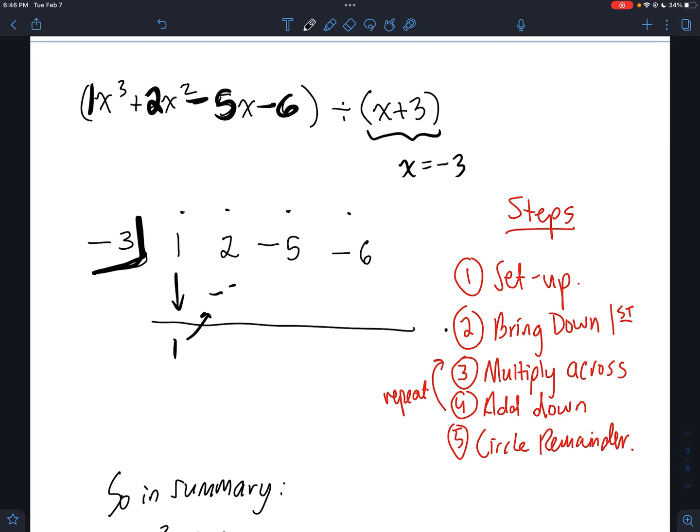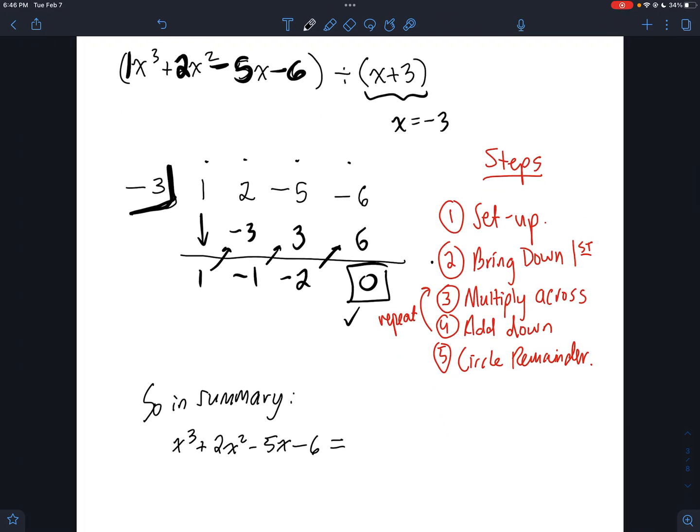You bring down the 1, you multiply across by the box number, so negative 3, and you add down. So it's negative 1. You're going to multiply by negative 3 and get 3. We're going to add down. We're going to multiply again by negative 3, and we get 0. And 0 is the perfect place to stop, because then we can summarize. We can say that that cubic is what we divided by times this, which is 1x squared minus 1x minus 2.